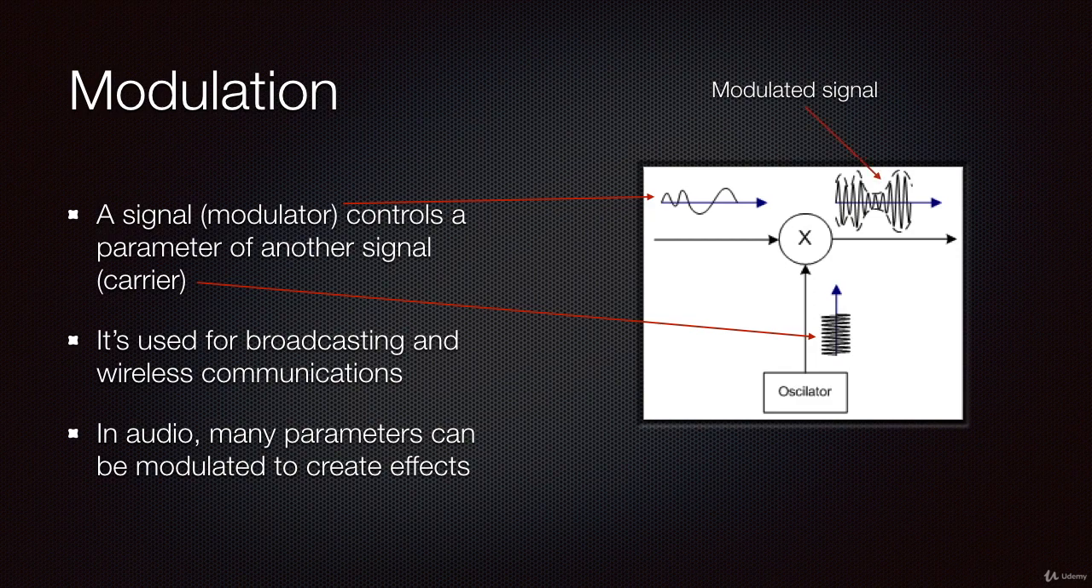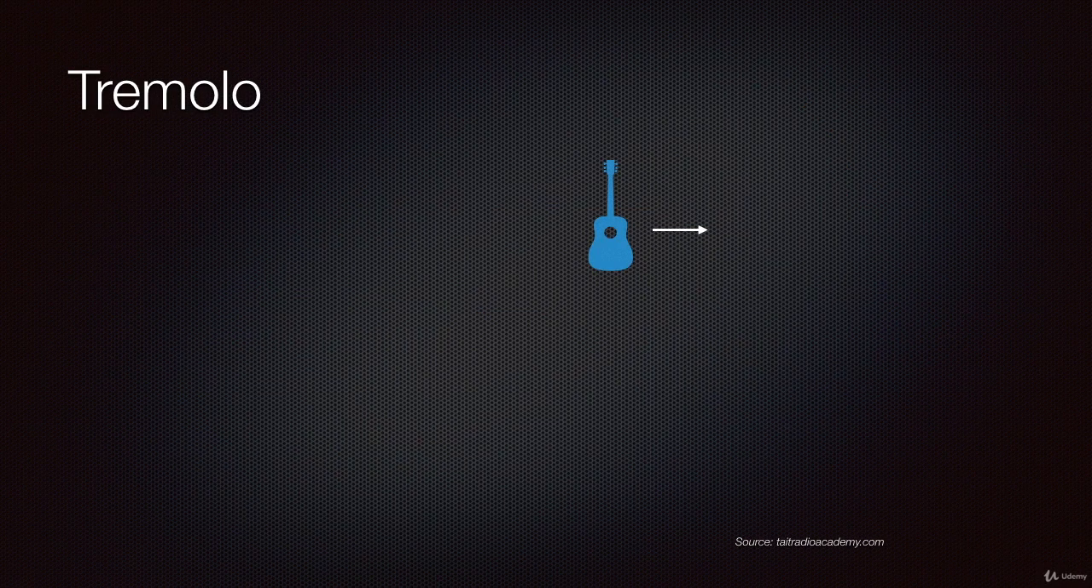The technique of modulation has been used for years in electronic communications. In the world of audio, we use this process to create interesting effects or sounds, as we will see. The first effect that we'll discuss is the tremolo.